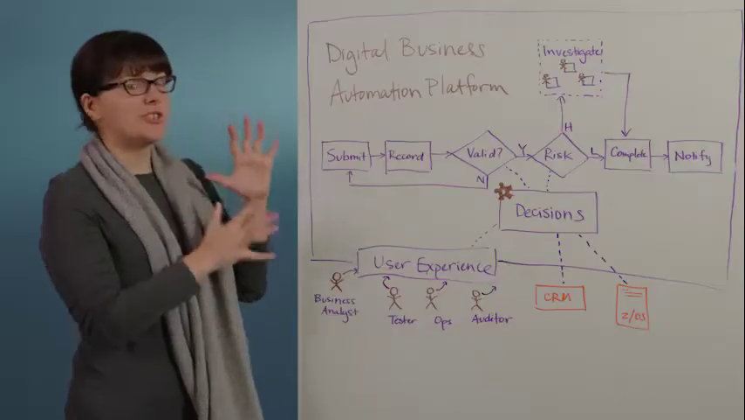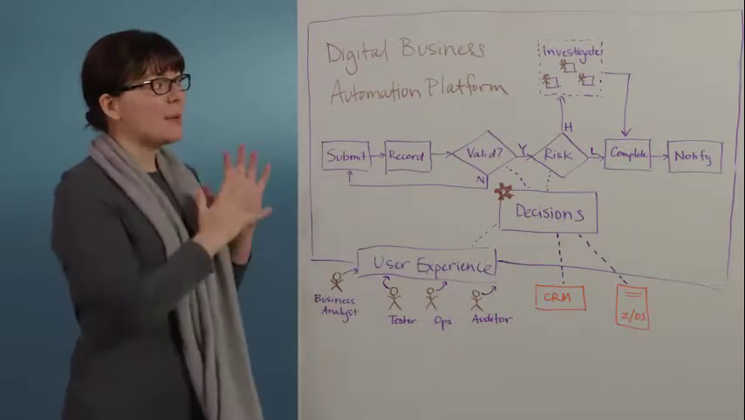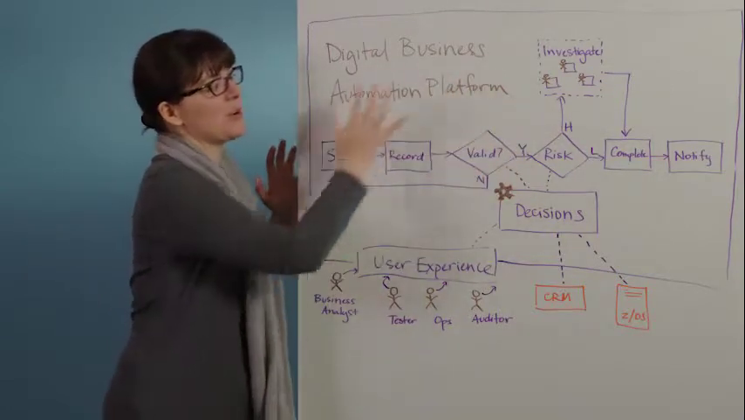Hello, my name is Vanessa Groves, and I'm here today to talk with you about IBM's digital business automation platform and how you can use decisions to automate pieces of your business. We're going to think about this today in the context of an auto insurance claims process. The process itself is diagrammed here on the whiteboard.